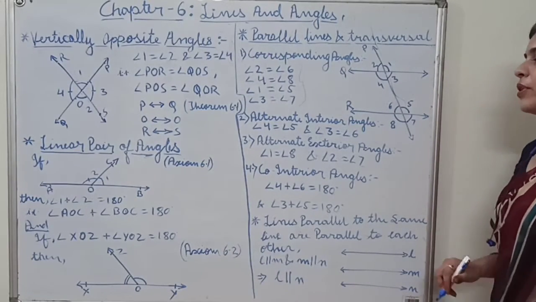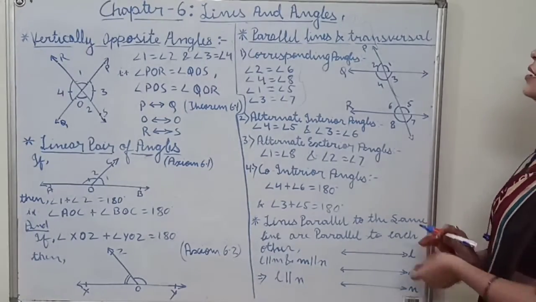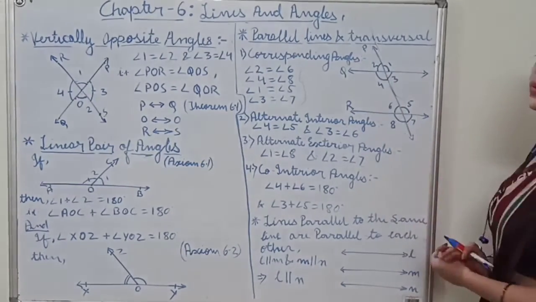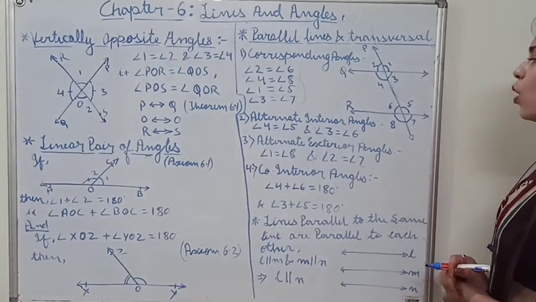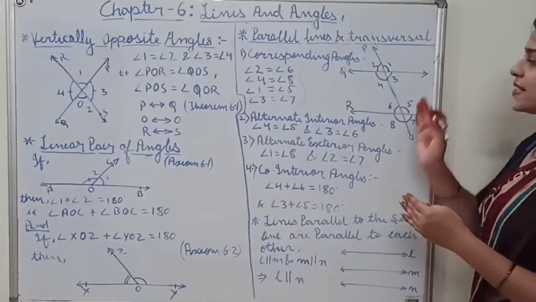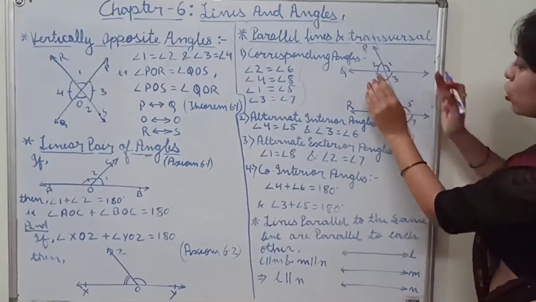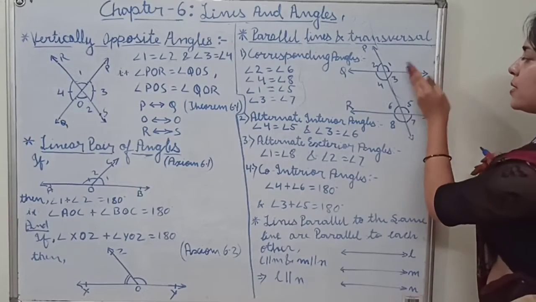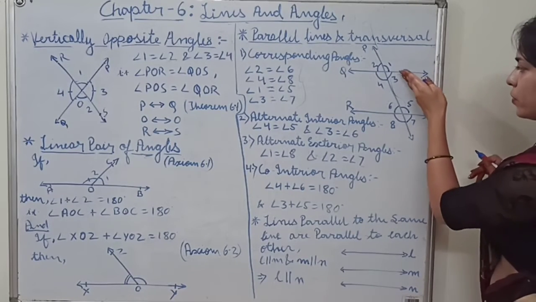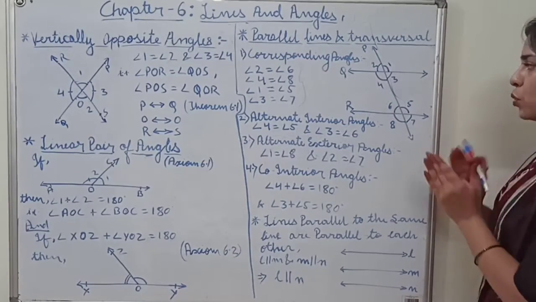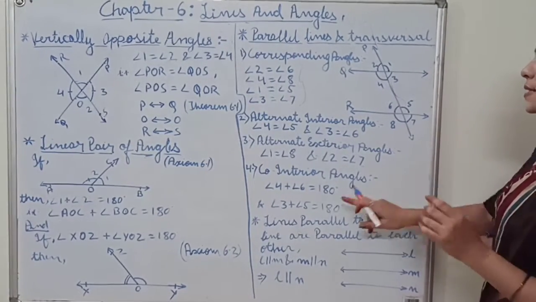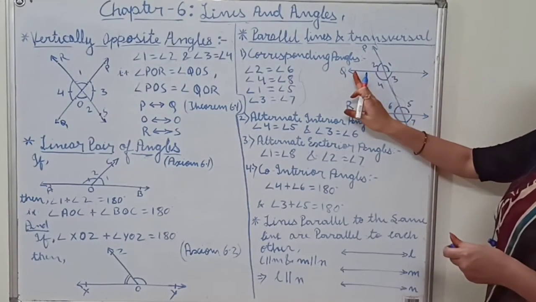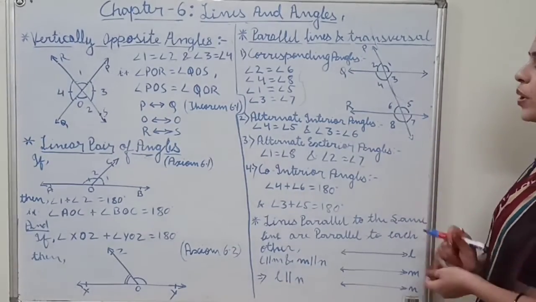If you are given that two lines Q and R are parallel and P is a transversal, then the sum of interior angles on the same side of the transversal. See, P is the transversal. So on this side of the transversal, which two angles are interior? 4 and 6. And on this side of the transversal, which two angles are interior? 3 and 5. If two lines are parallel, then the sum of interior angles on the same side of the transversal is supplementary, or 180 degrees.